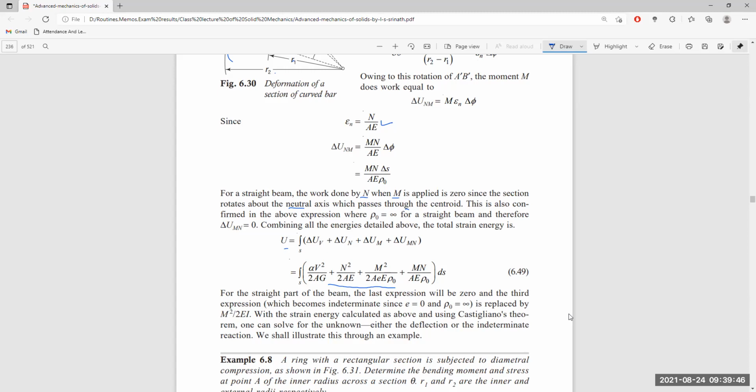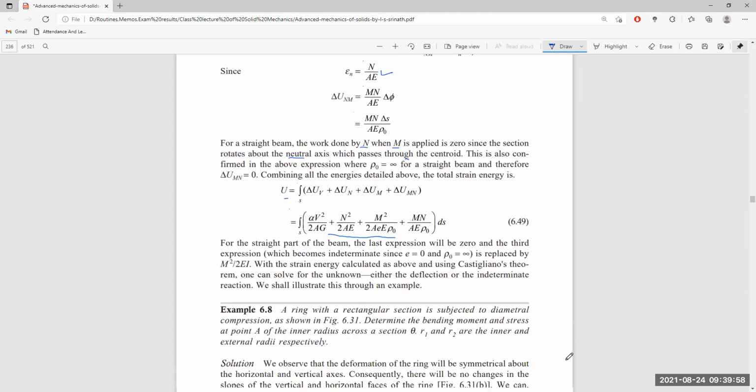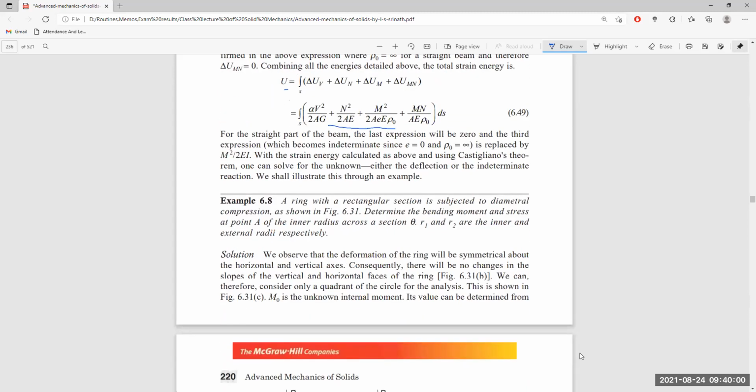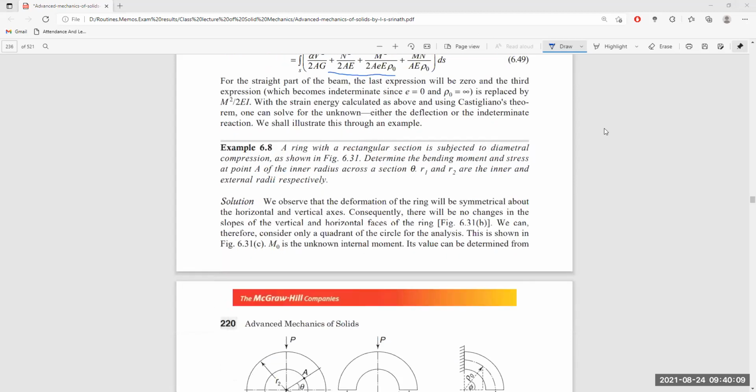With the strain energy calculated above and using Castigliano's theorem, we can solve for unknowns other than the deflection of the independent reaction. Let us go through an example. Here we are considering a ring. The ring with a rectangular section is subject to diametral compression itself.